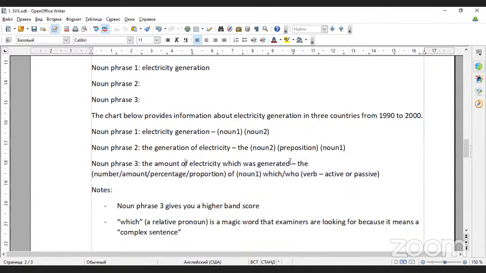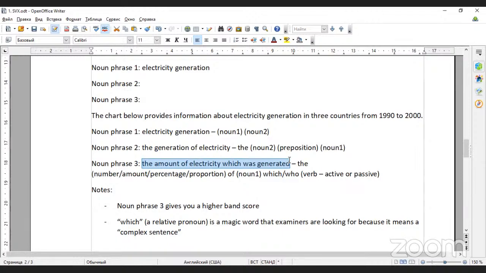So the formula is going to be like the number, the amount, the percentage, the proportion of this noun 1, electricity, which, sometimes it's about people, so it can be who, and then the verb can be in the active or in the passive voice, depending on the meaning. So now this last phrase is more desirable for grammar. I mean, you need to use all these 3 phrases to show variety, to show your ability to paraphrase. But the third one is likely to create a complex sentence in your writing.